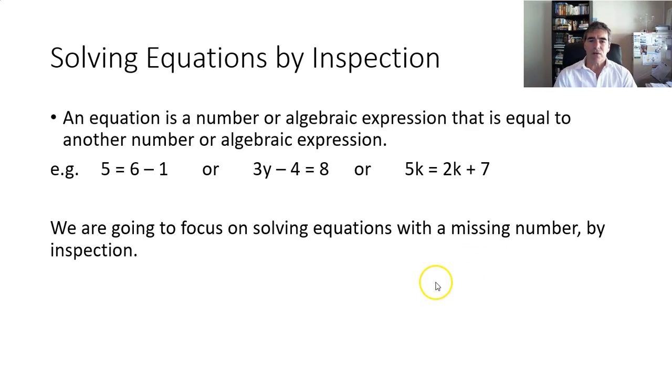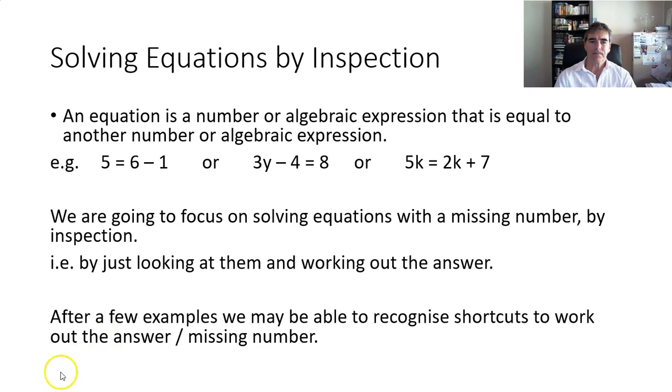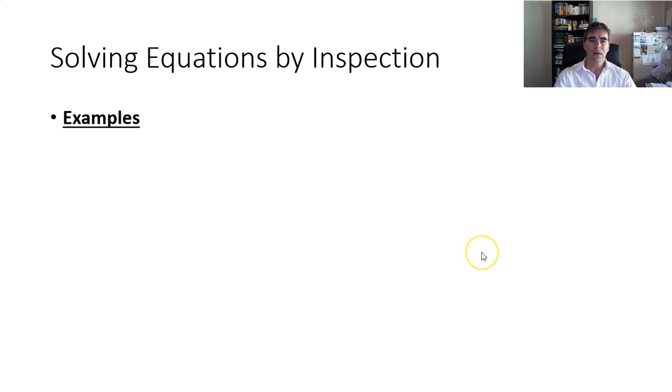What we're going to focus on is solving equations with a missing number by, as I said, the method of inspection. So that is just looking at them and working out the answer. After a few examples, what you'll find is that you might recognize that there's shortcuts to work out the answer or the missing number. And that's the hope after we do a few of these examples. So let's have a look at some examples.